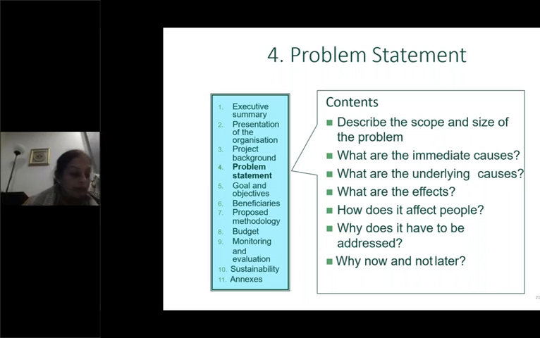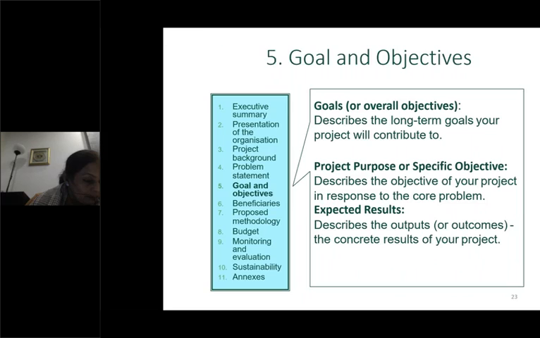Next. And then goals and objectives. Again, these are very important in a project. It should be a long term goal, and the point wise objectives.